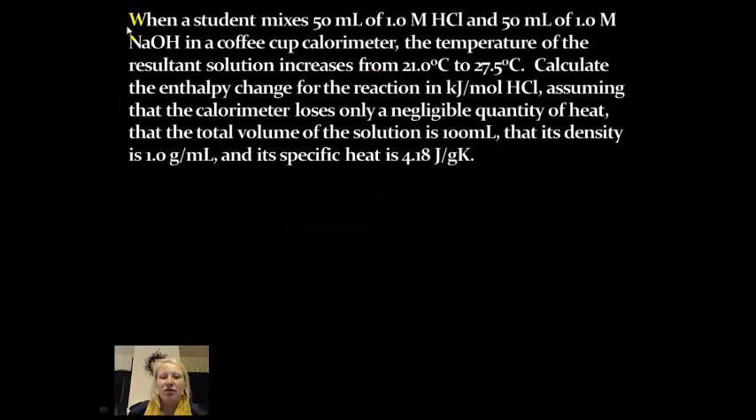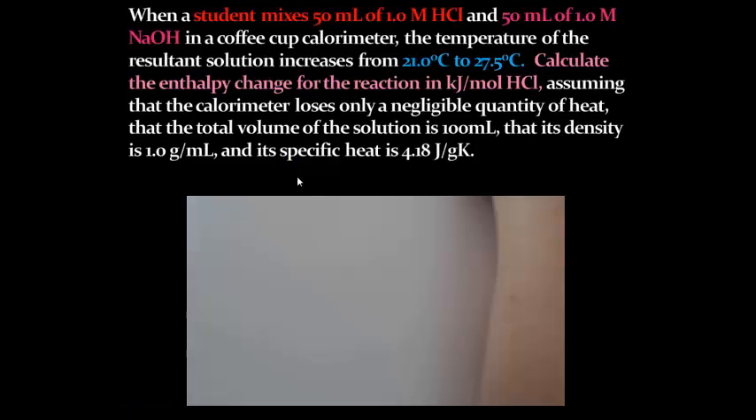So here's an example. When a student mixes 50 milliliters of 1 molar hydrochloric acid and 50 milliliters of 1 molar sodium hydroxide in a coffee cup calorimeter, the temperature of the resulting solution increases from 21 to 27.5 degrees Celsius. Calculate the enthalpy change for the reaction in kilojoules per mole of HCl, assuming that the calorimeter loses only a negligible quantity of heat, that the total volume of the solution is 100 milliliters, that its density is 1 gram per milliliter, and its specific heat is 4.18 joules per gram Kelvin.